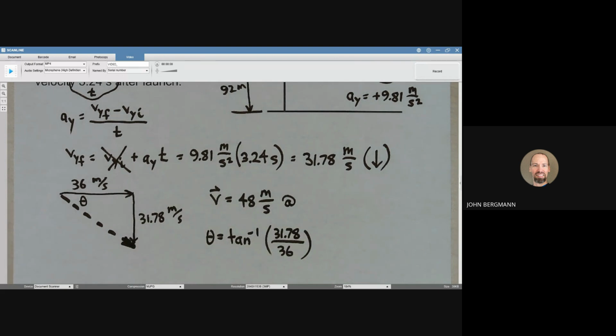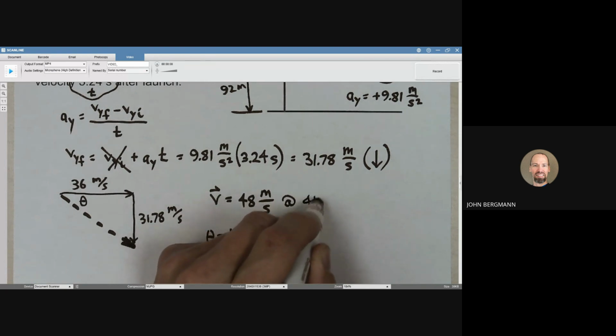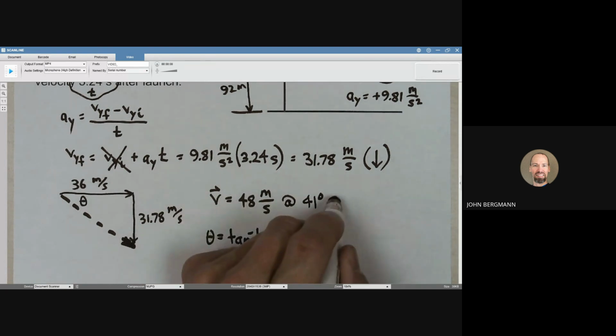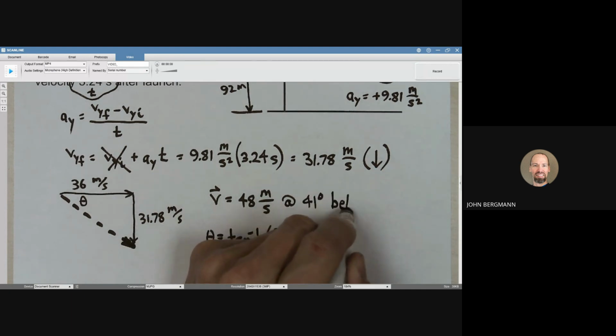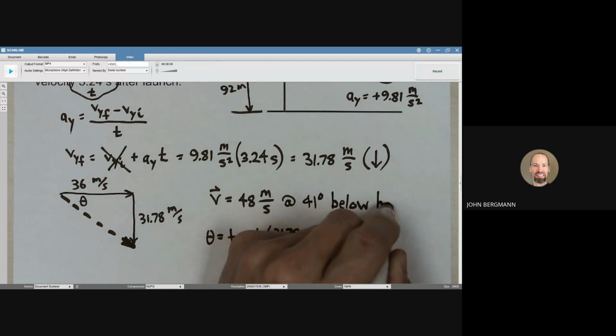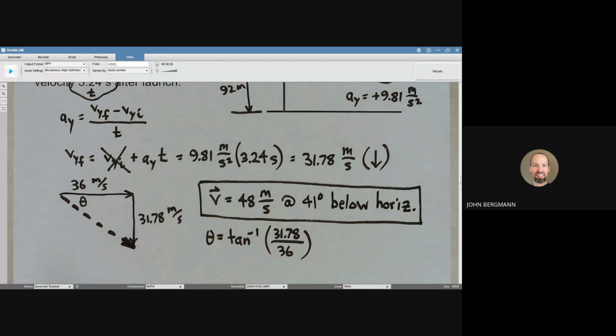Just for food for thought, should this angle come out to be greater or less than 45, hopefully you can convince yourself that it should be slightly less than 45. And it is. If you calculate it, it comes out to be 41 degrees to two significant figures, but that's not enough. 41 degrees below horizontal. That's how you do it.